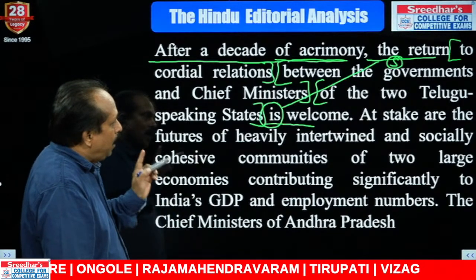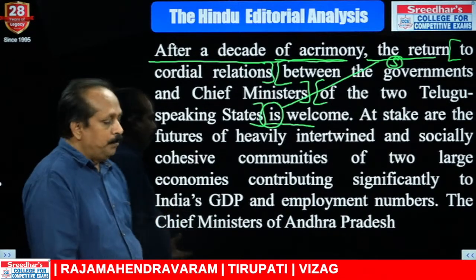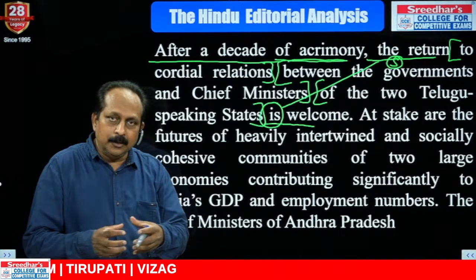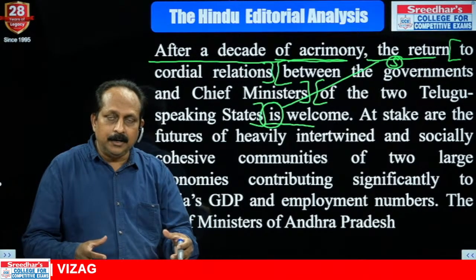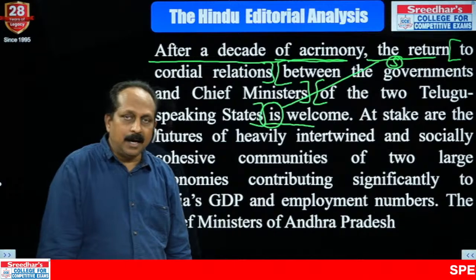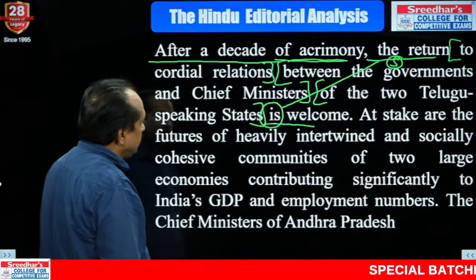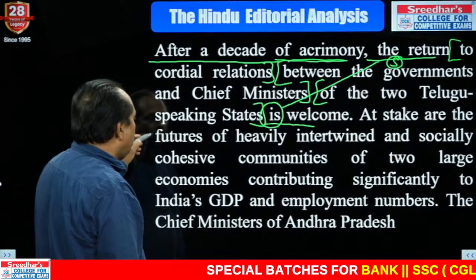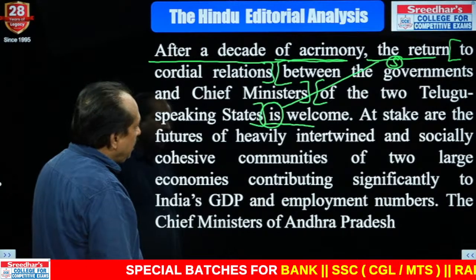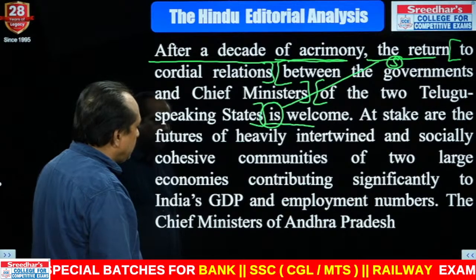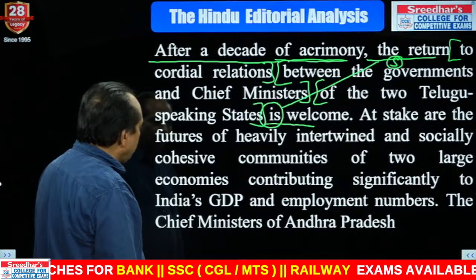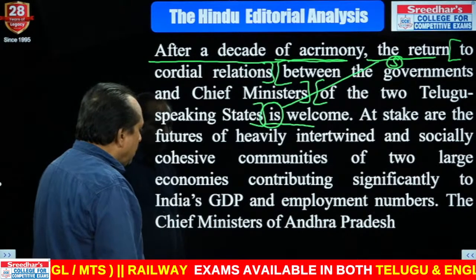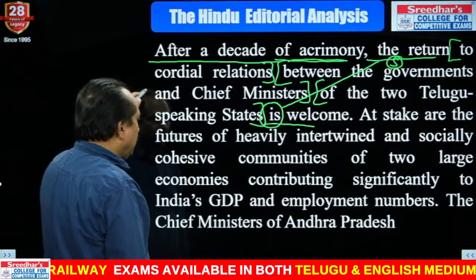The return is welcome. Return of what? The hope. That is welcome. Simple idea, but the writer has elaborated that idea by using a few phrases and clauses. Here, phrases. Based on this, at stake are the futures of heavily intertwined and socially cohesive communities of two large economies contributing significantly to India's GDP and employment numbers. A lengthy sentence.